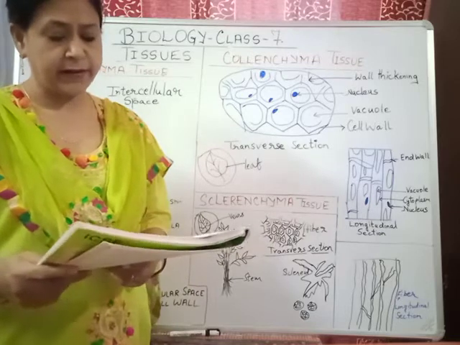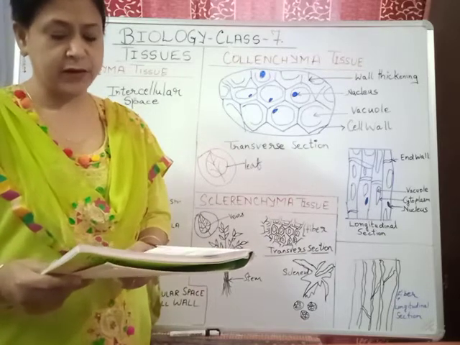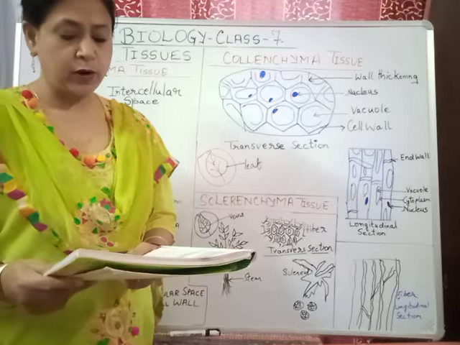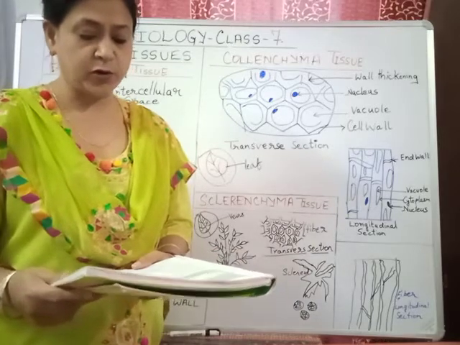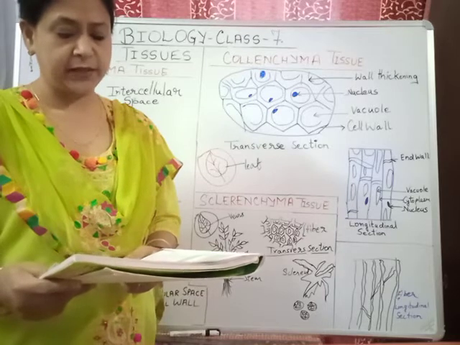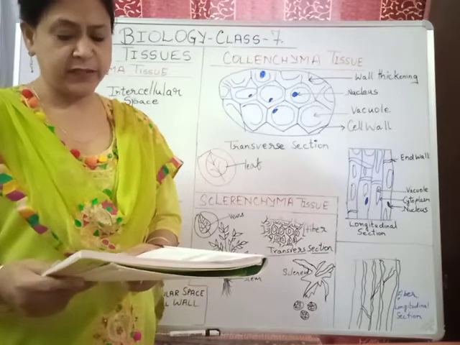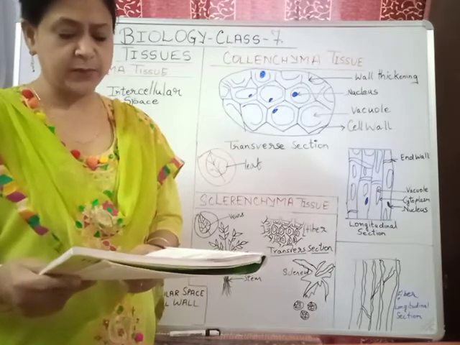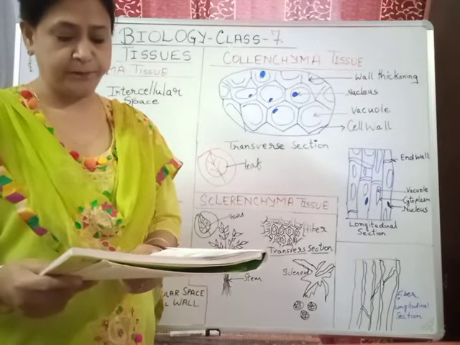Let's see parenchyma. Location: it is found in all the plant. It forms the major tissue of softer parts like epidermis, cortex, pith, and leaf mesophyll. It is also present in xylem and phloem.